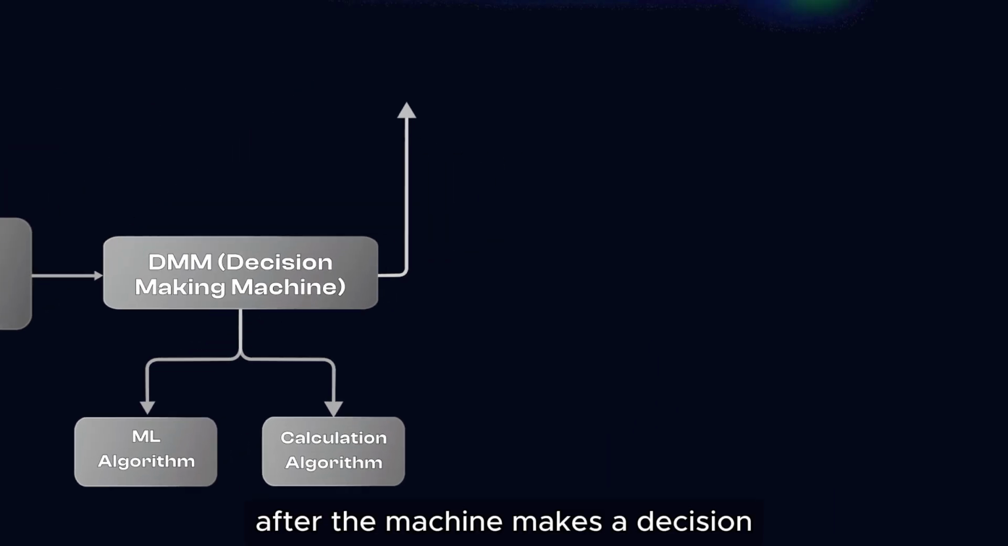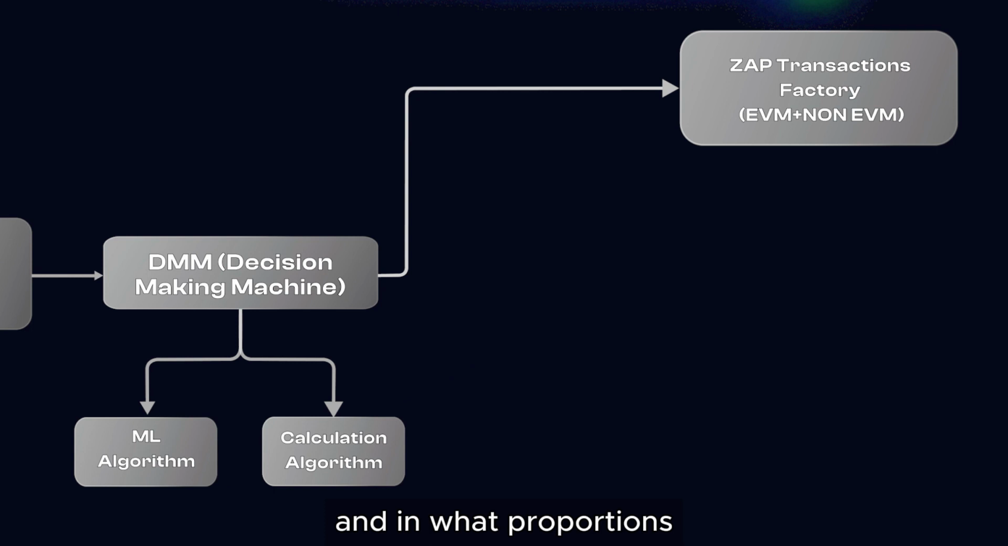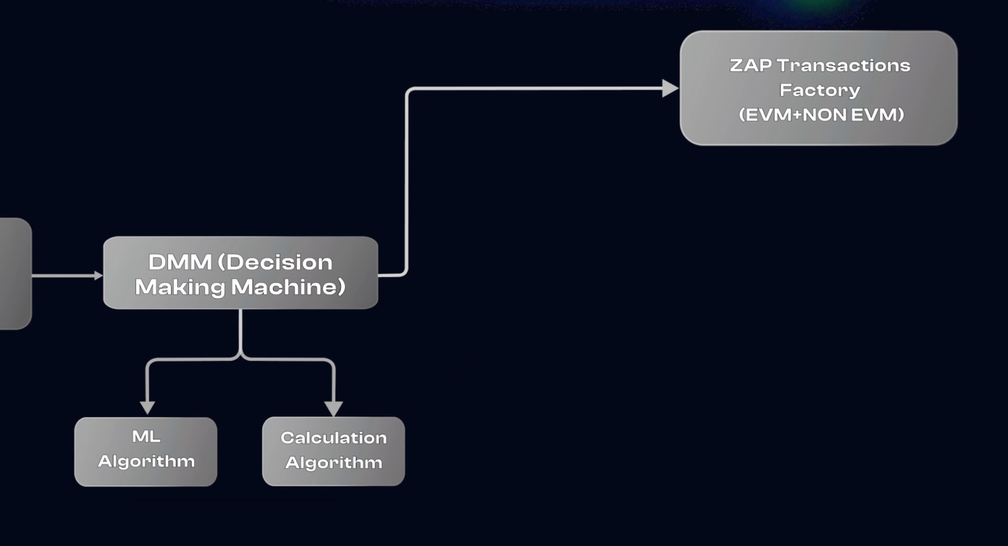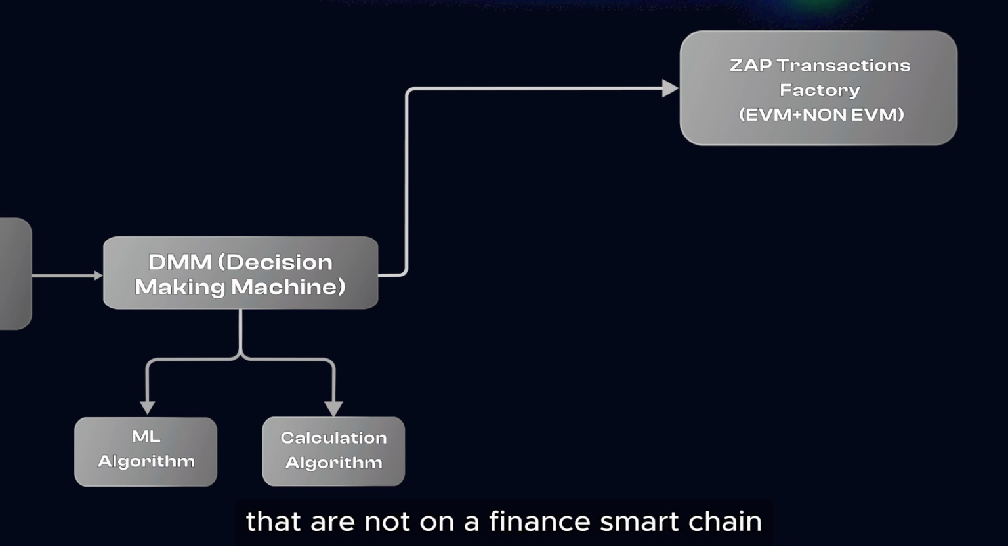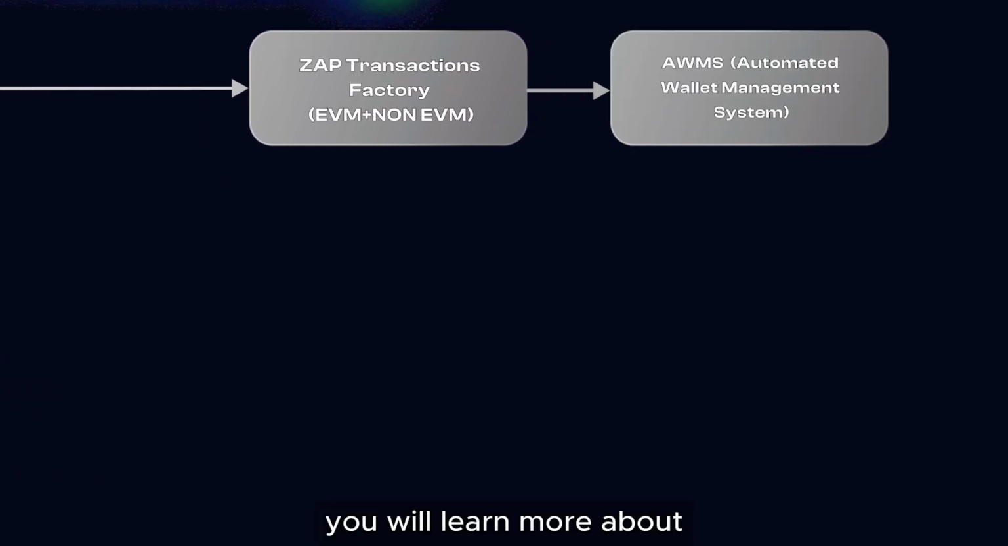After the machine makes a decision in which pools we should delegate the funds and in what proportions, the funds should be transferred to treasury contracts. If the decision is to stake assets into a pool that is not on the Binance Smart Chain, we are using the Zappy transaction system to move assets to the needed chains and send them to the related wallets and contracts. You will learn more about our swap system in next videos.